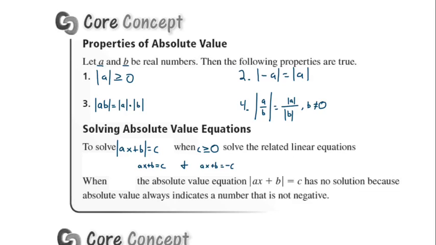Now, when c is less than 0, basically, remember, that's when this number is less than 0, it has no solution because absolute values always indicate a number that is not negative. Alright, an absolute value is always positive. Okay? And that's how you solve them. Let's move on to the next one.